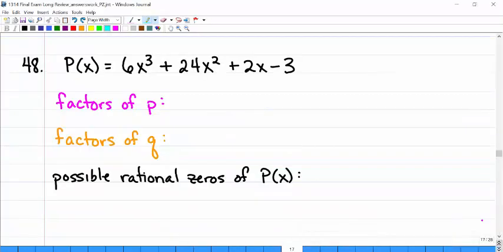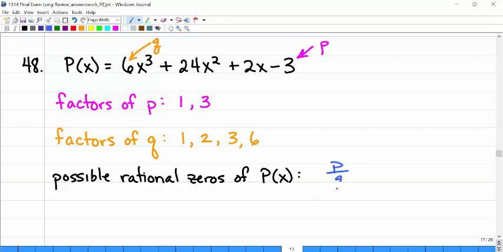For number 48, it asks you to list all the possible rational zeros of the polynomial 6x cubed plus 24x squared plus 2x minus 3. Possible rational zeros are of the form p over q, where p are factors of the constant term and q are factors of the leading coefficient. So factors of p are going to be 1 and 3. Factors of q are going to be 1, 2, 3, and 6. Again, possible rational zeros are of the form p over q.